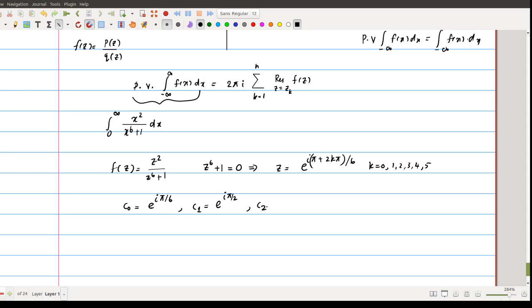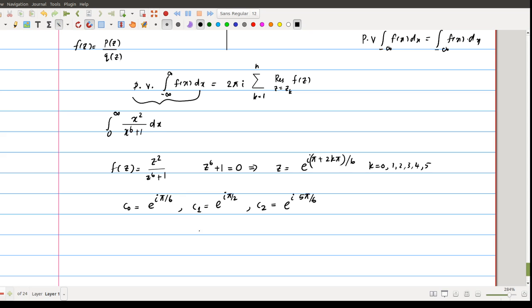And c2 is obtained by putting k equal to 2. When we put k equal to 2 here, this will be 4 pi, then 4 pi plus pi, that is 5 pi. So that is 5 pi by 6, and c2 will be e to the power i 5 pi by 6. So these are the singularities. Now we can write 3 more singularities for this function, but all those are in the lower half plane. So we need to consider only these 3 singularities which lie in the upper half plane.